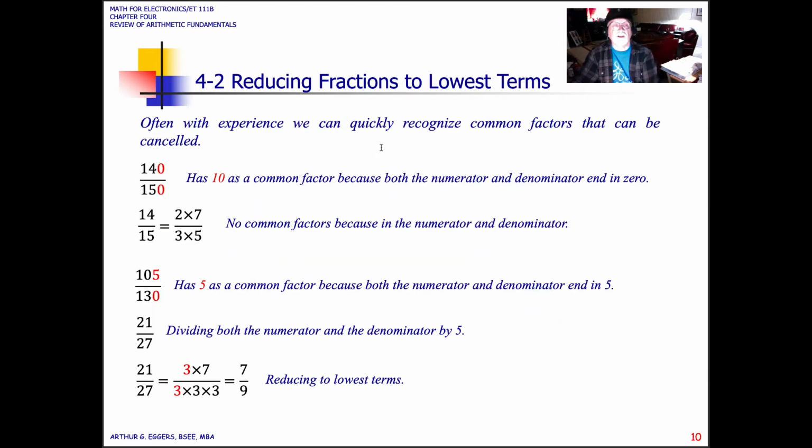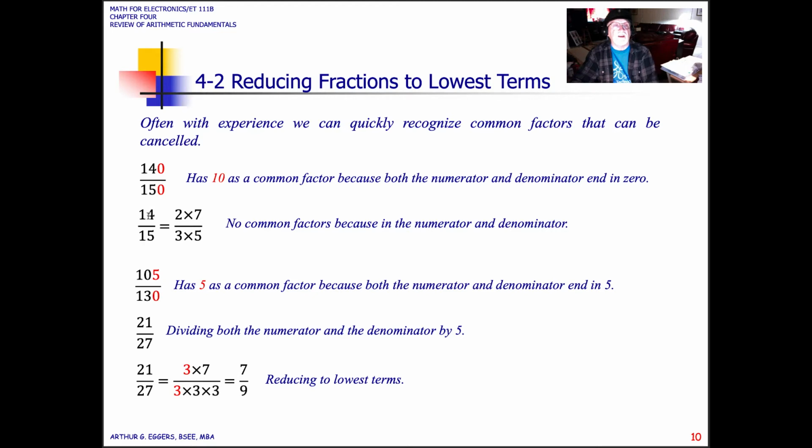Often with experience, we can quickly recognize common factors that can be canceled. We call this, again, doing it by inspection. By inspection, we've got two zeros, a 0 in the numerator and a 0 in the denominator. All that means is we're multiplying times 100. Get rid of them. So we can cancel those out. What are we left with?